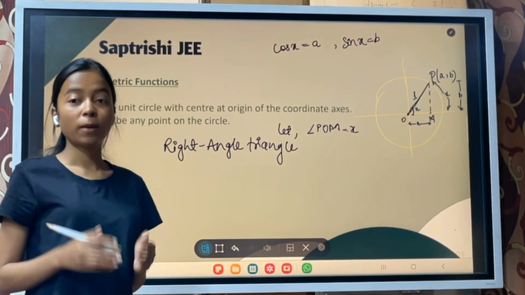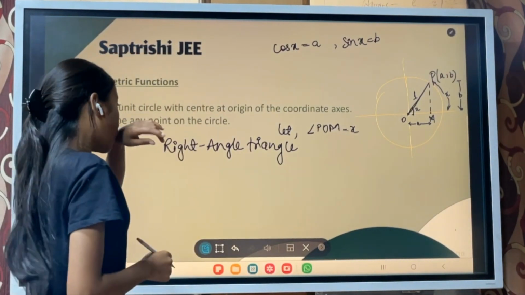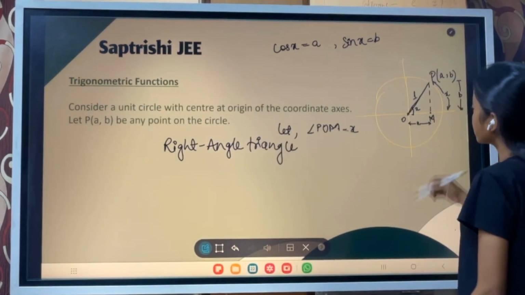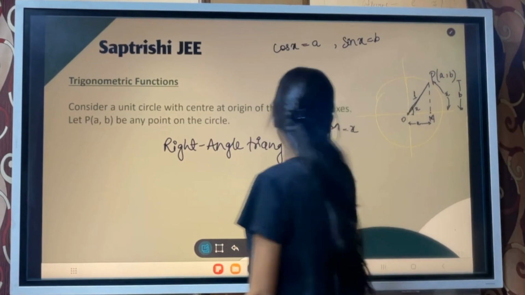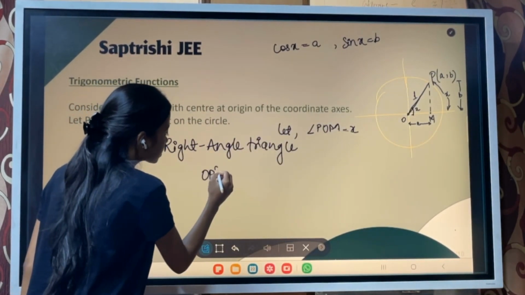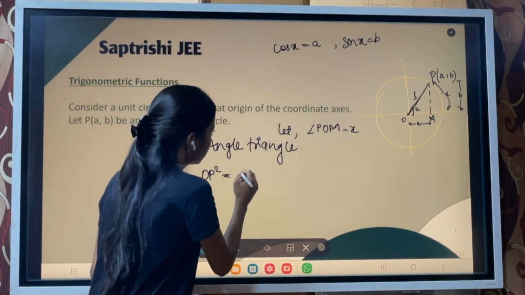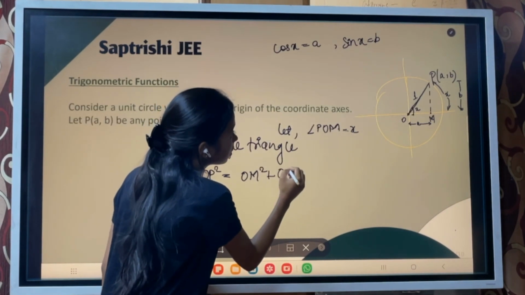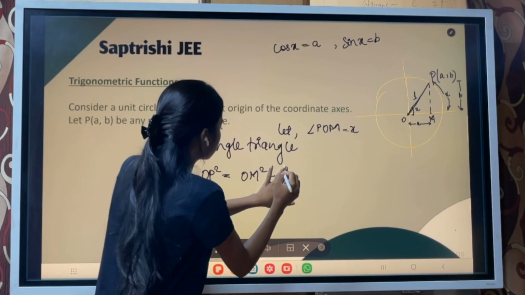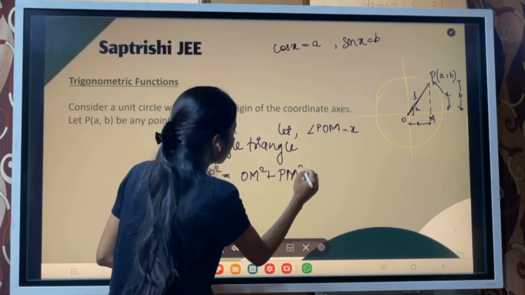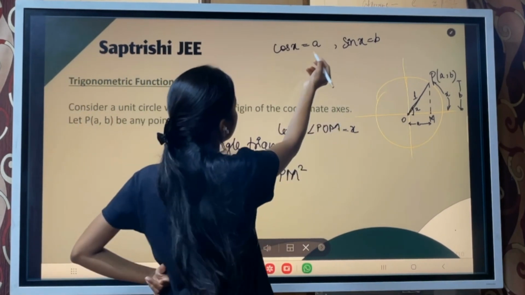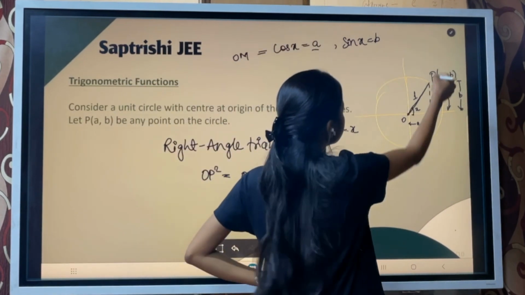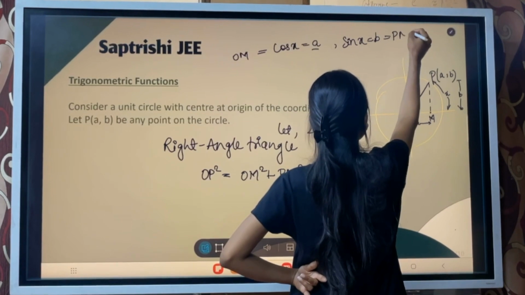In a right angle triangle we have studied the Pythagoras theorem. According to the Pythagoras theorem, hypotenuse squared is equals to the sum of the squares of both the sides. So here hypotenuse OP squared is equals to OM squared plus PM squared. Here A is equal to OM, and B is nothing but PM.